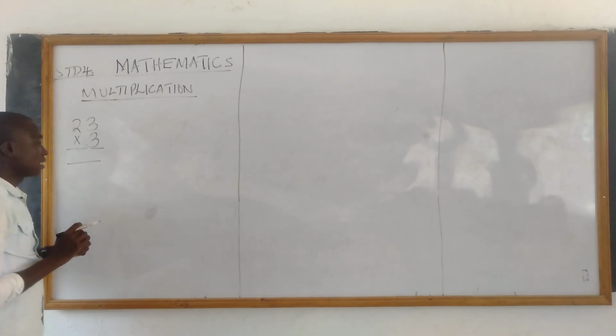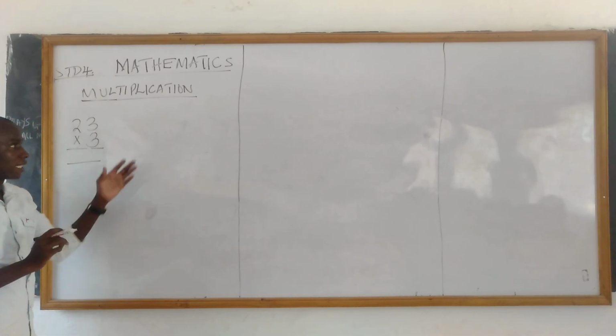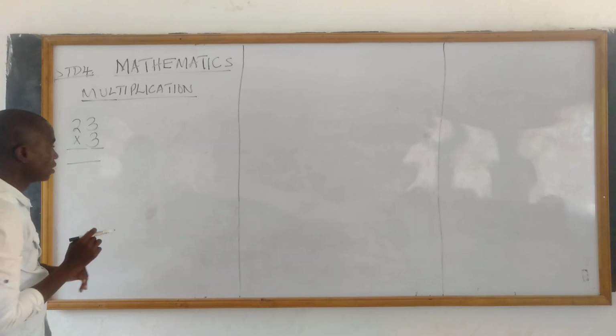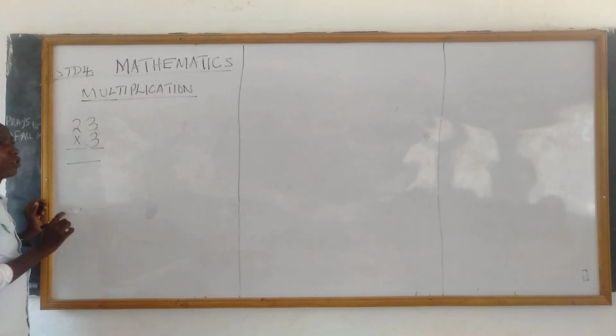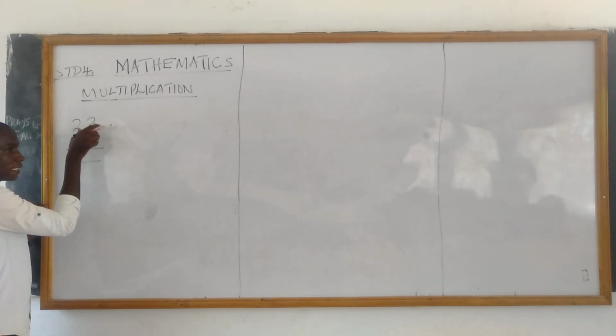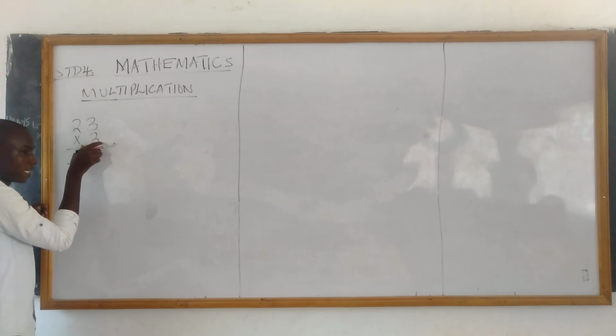So before you do that, I would like all of you to have a table. You formulate a multiplication table here on your own. And when you're forming that table, you need to know which table you are forming. You are going to form a table of 3. Why? Because we are multiplying 3 by 23. Hence, you form a table of 3.